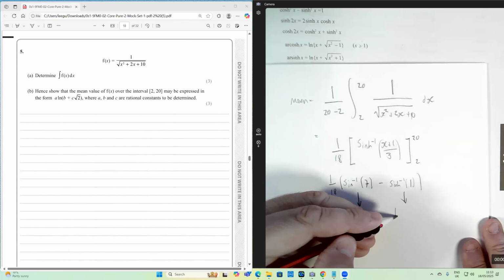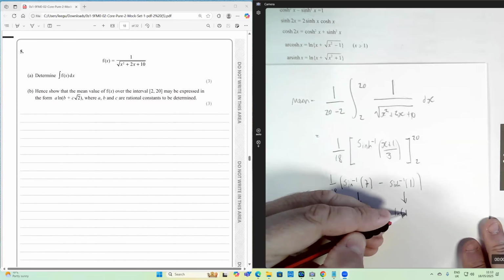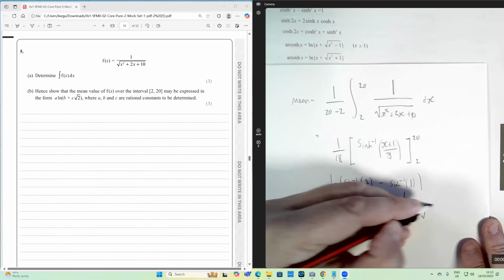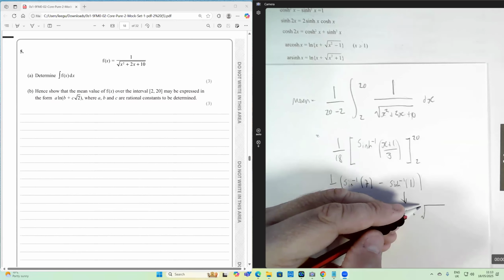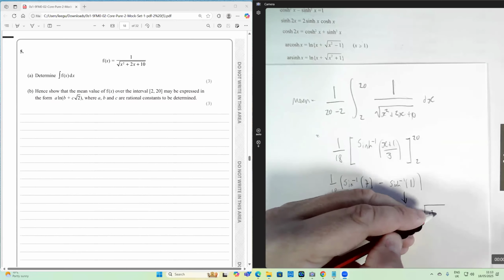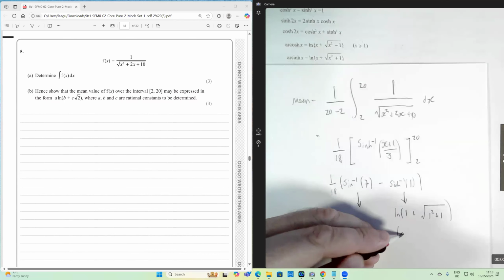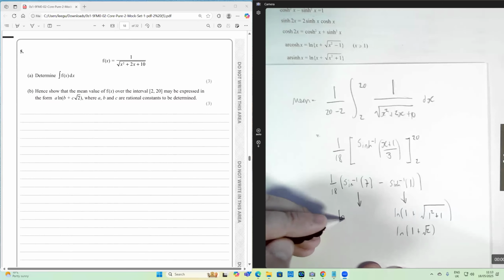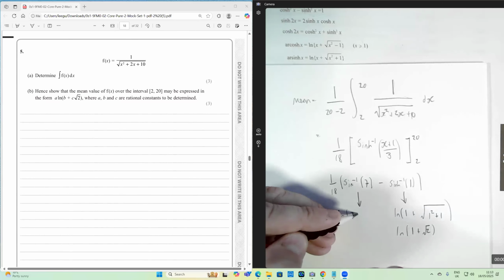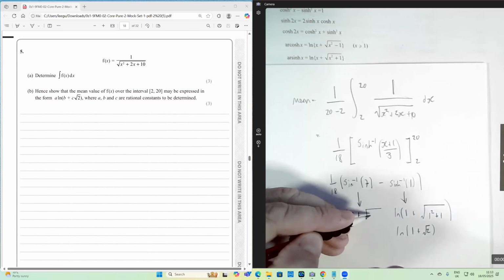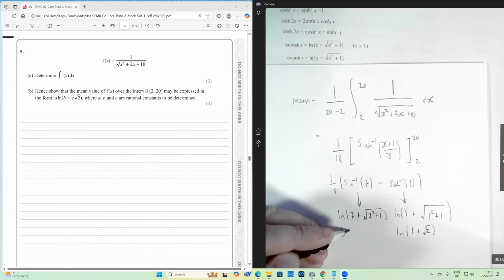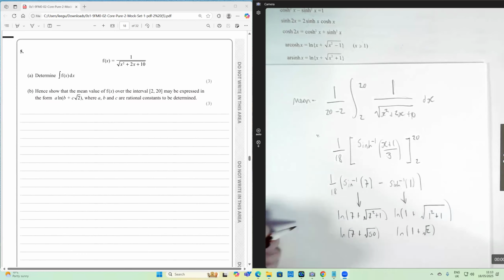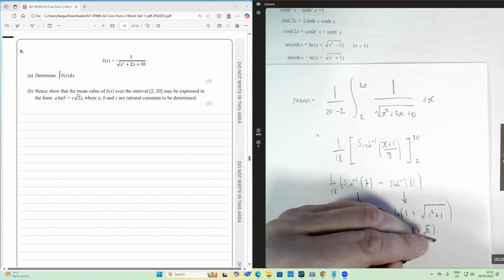So that's going to be ln of x, which is 1, plus the square root of x squared plus 1, which is going to be 1 squared plus 1, which is therefore going to be ln of 1 plus root 2. That's that one. And this one is going to go to ln of x, which is 7, plus the square root of 7 squared plus 1, which is going to go to ln of 7 add root 50. Okay, so that's our two expressions converted into logarithmic form.